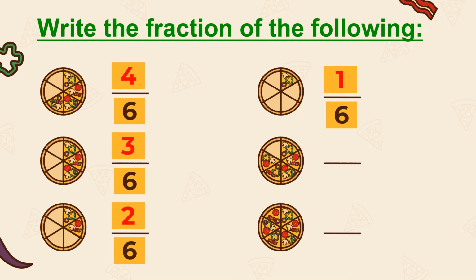Next, total parts 1, 2, 3, 4, 5, 6. How many colored parts? 1, 2, 3, 4, 5. The fraction is 5 over 6.